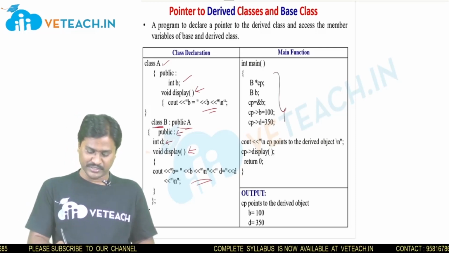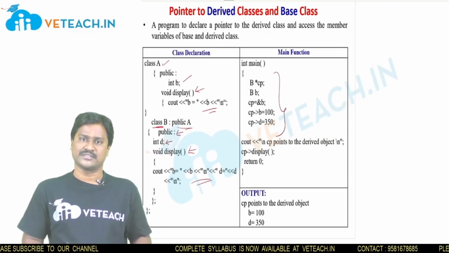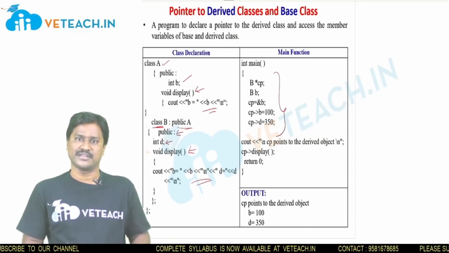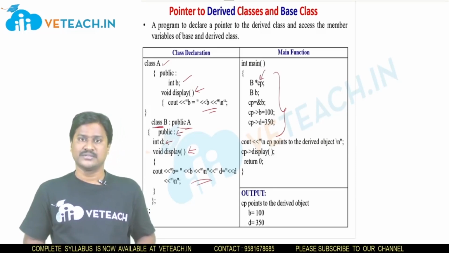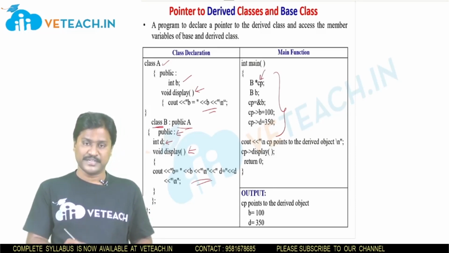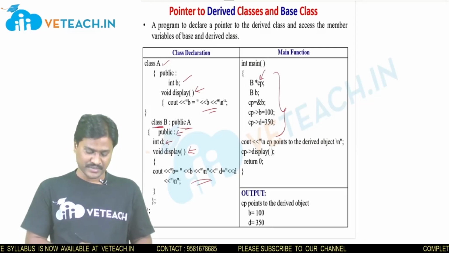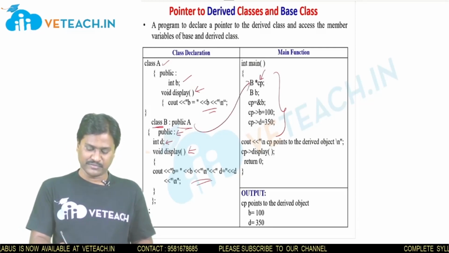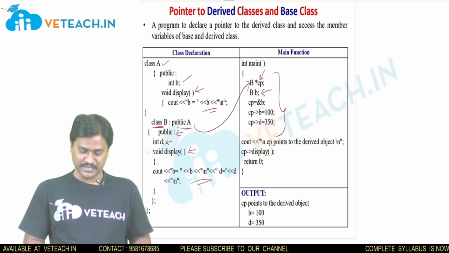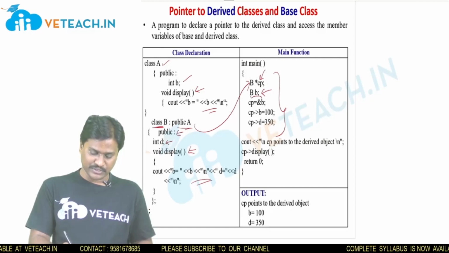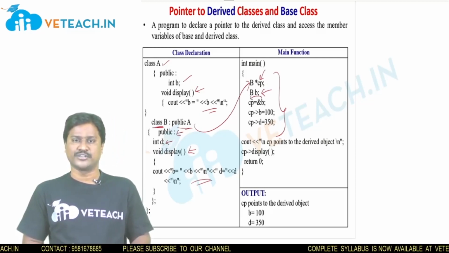Coming to the main function, here I can create a pointer to the derived class and try to access the members of the base class as well as the derived class. See here, I have defined one pointer to the object called B. Class B is a derived class, and I defined one pointer here. I have another object called B for this class B, and I assigned the address of this to a pointer. This is the process of creating a pointer to an object.